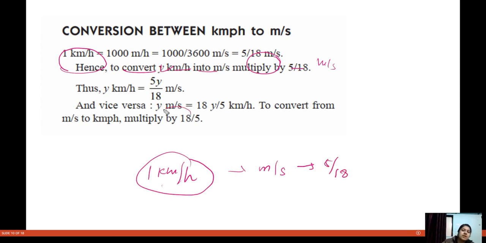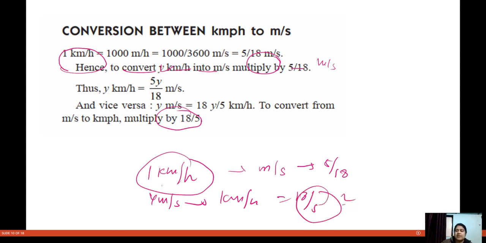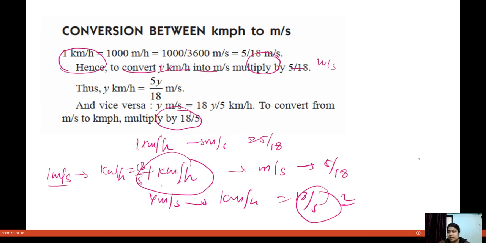And whenever you have to convert some speed in meter per second to kilometer per hour, you will just multiply that by 18 by 5. Remember this. Whenever you have any speed and you have to convert from kilometer per hour to meter per second, just multiply that by 5 by 18. And from meter per second to kilometer per hour, just multiply that by 18 by 5 and then you will get your answer.